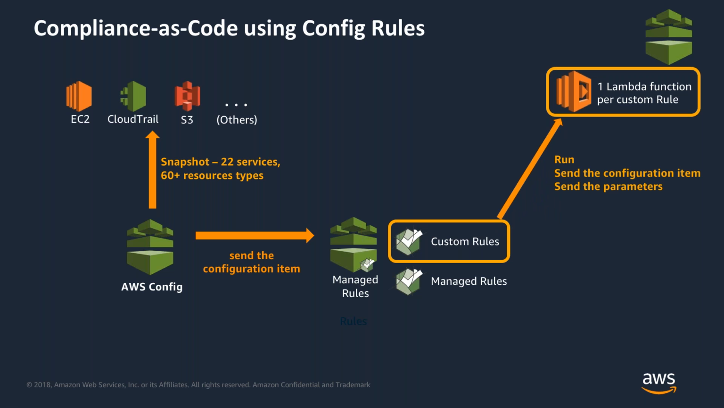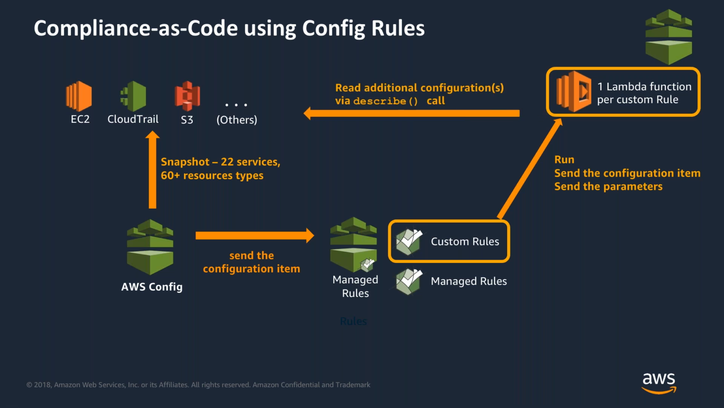Each rule, when triggered, calls a Lambda function. There can only be one Lambda function per custom rule. When the trigger for a rule occurs, AWS Config invokes the rule's AWS Lambda function by publishing an event. This invoking event contains information such as configuration item information and any rule parameters. Then AWS Lambda executes the function by passing the event to the function's handler.